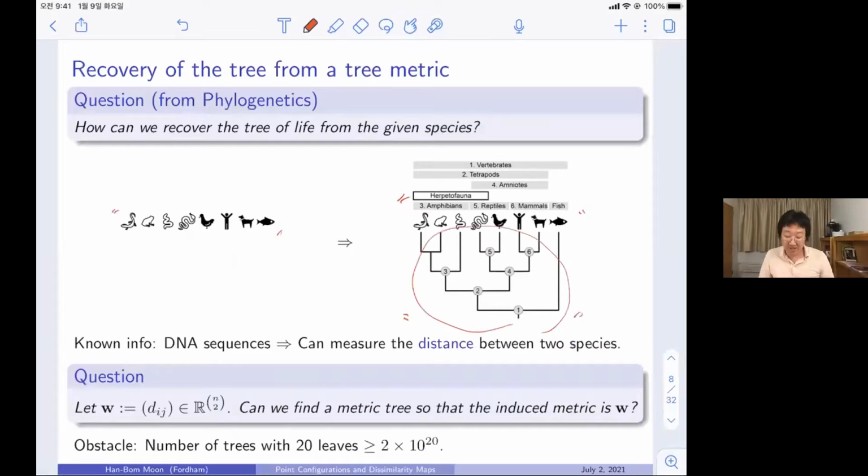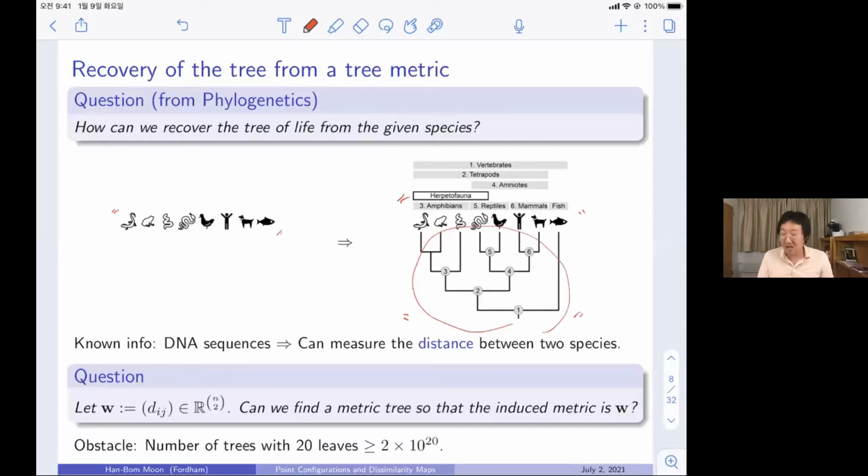So here is the question. Suppose that we have a distance vector, W, which measures the collection of distances between every pair of species. Then the question is, can we find a metric tree such that the induced tree metric is W? Does it make sense? Okay, this was one of the most important problems in the 20th century in computational phylogenetics.